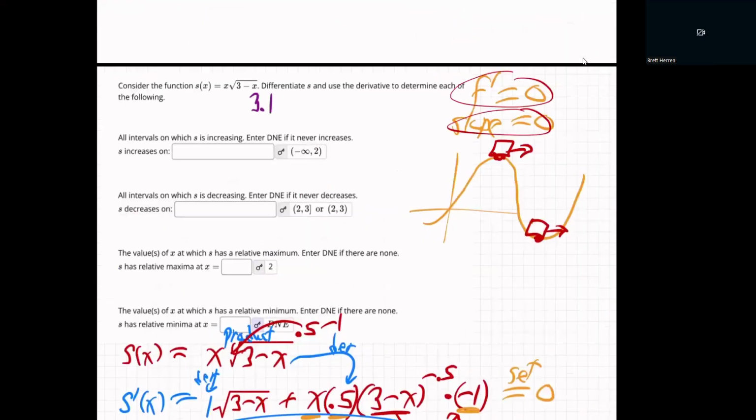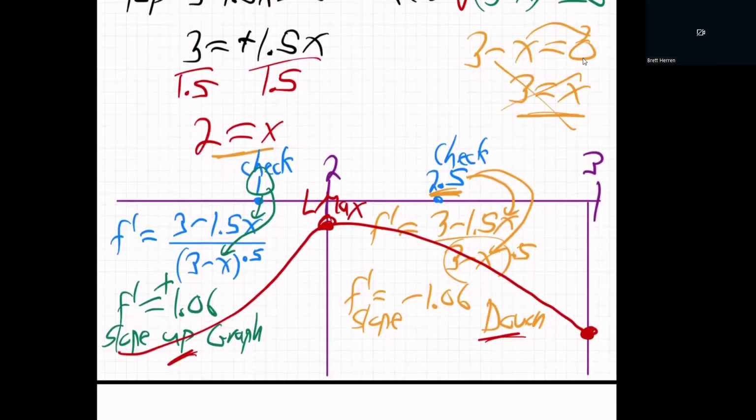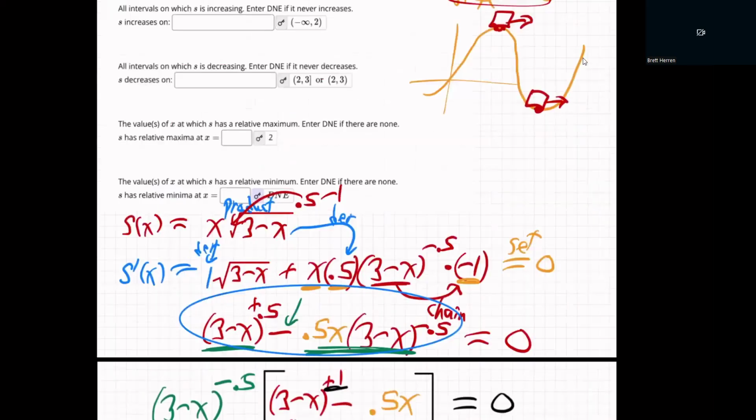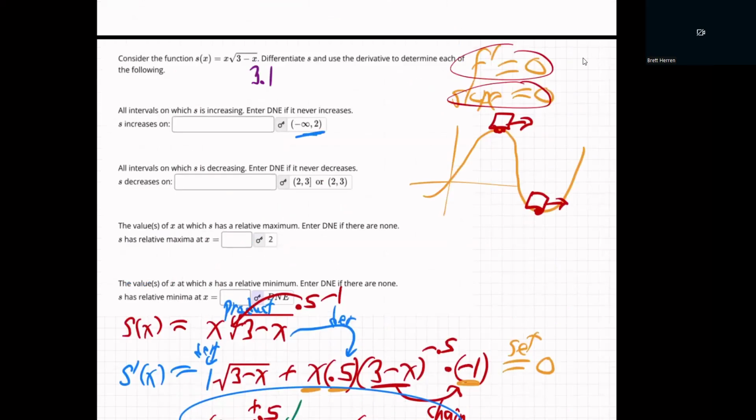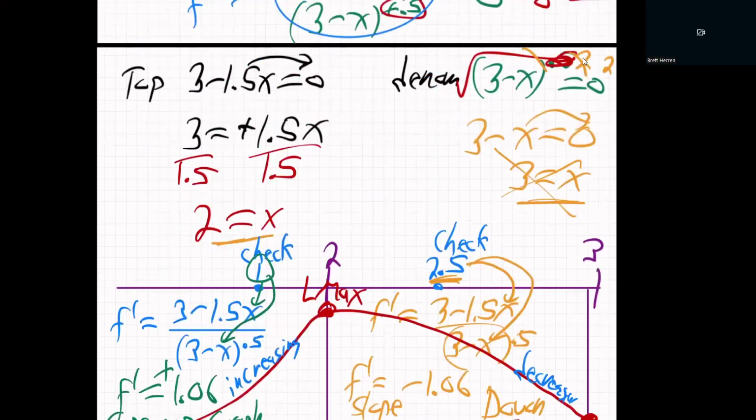And so we can answer our questions now. Where is this function increasing? Now we can see what's happening. This is going from negative infinity to 2 to 3. So it's increasing from negative infinity to 2, and it's decreasing from 2 to 3. You could write 2 to 3 or 2 with a bracket, whatever. Where is the max? That's at 2. We proved that. Two's the max.